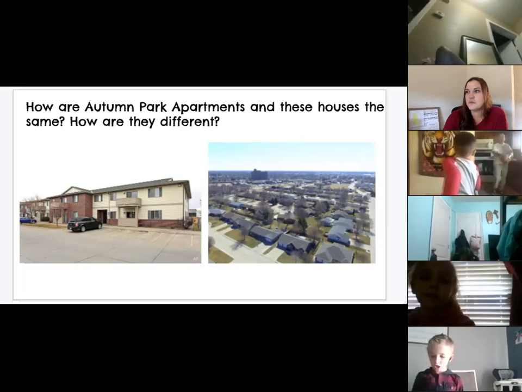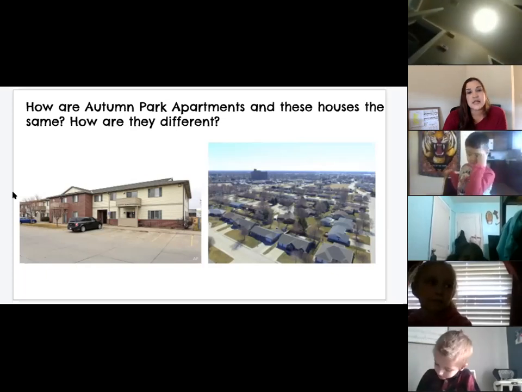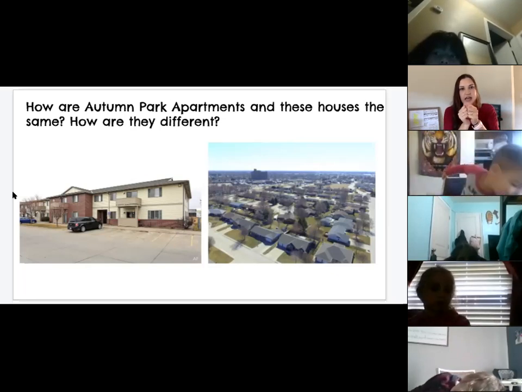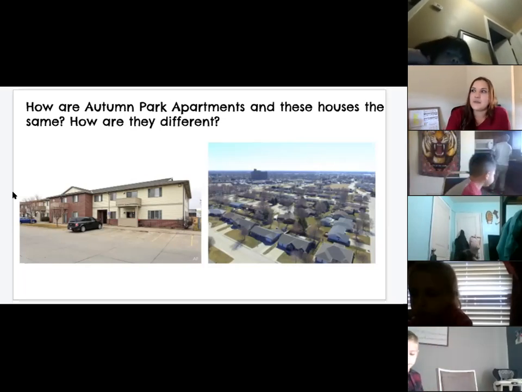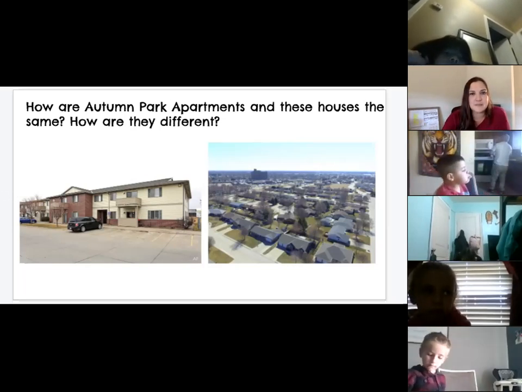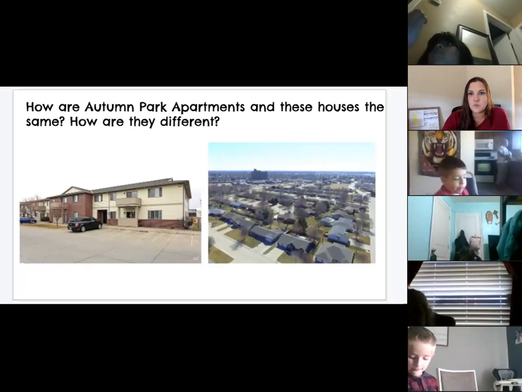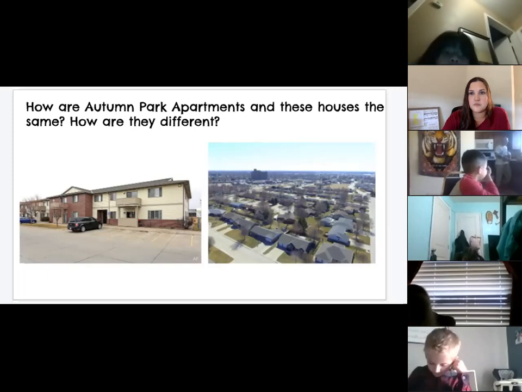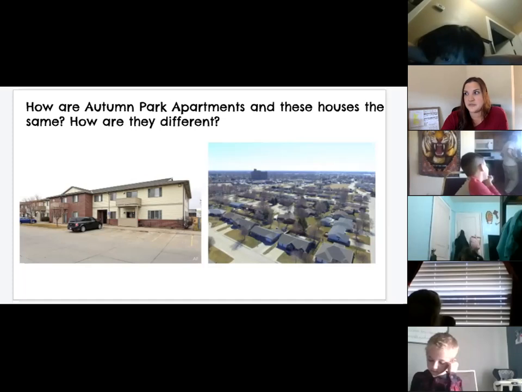One of the houses is split apart and the other one's not. Yeah, the apartments are connected together and the houses are separated. So that's something that's different about them. Does anybody notice something that's the same? Mila? That they both have trees. Yeah, they both have trees around them.